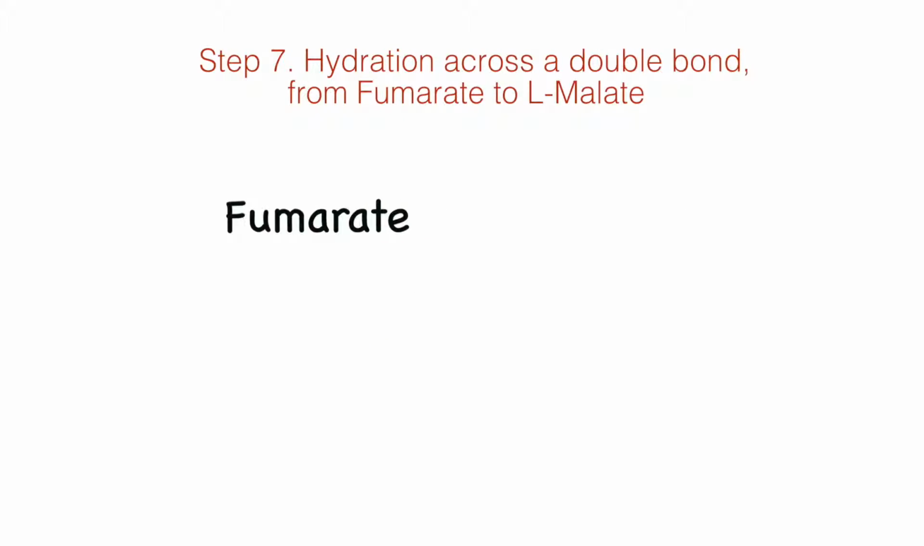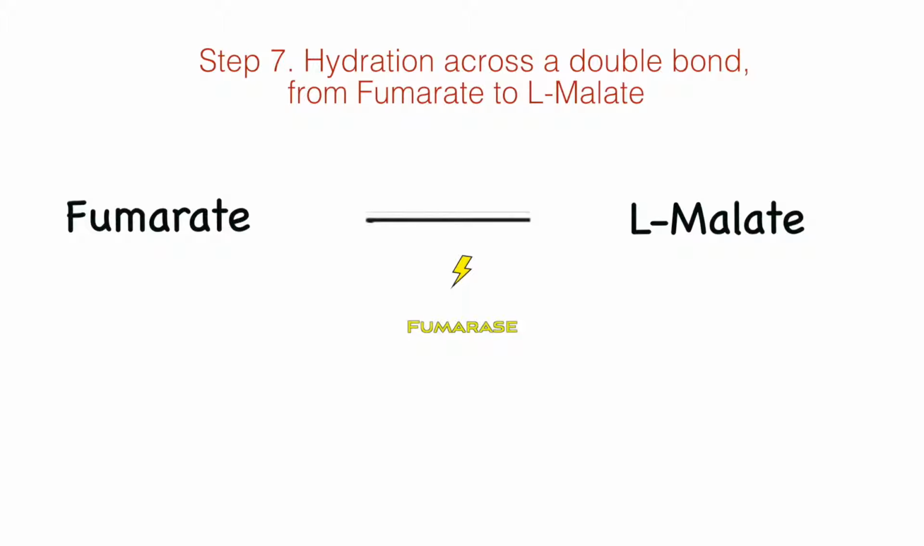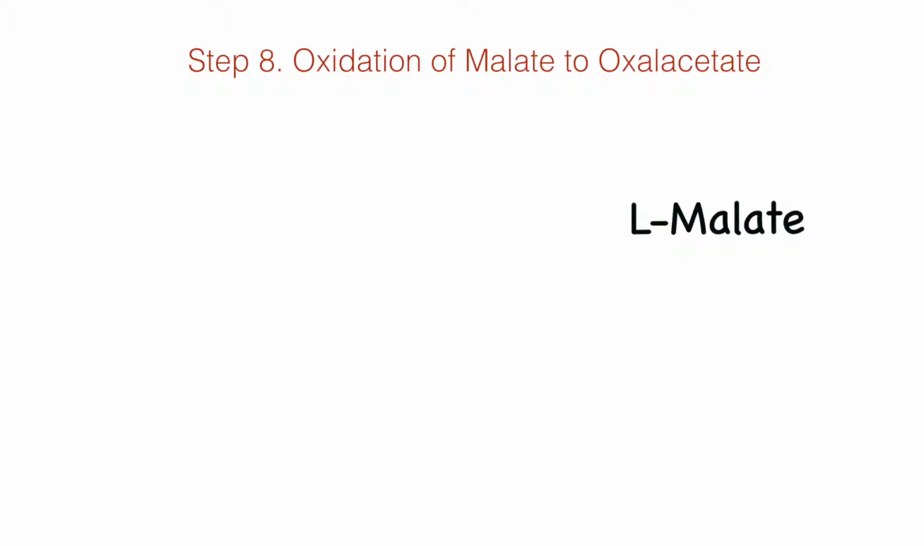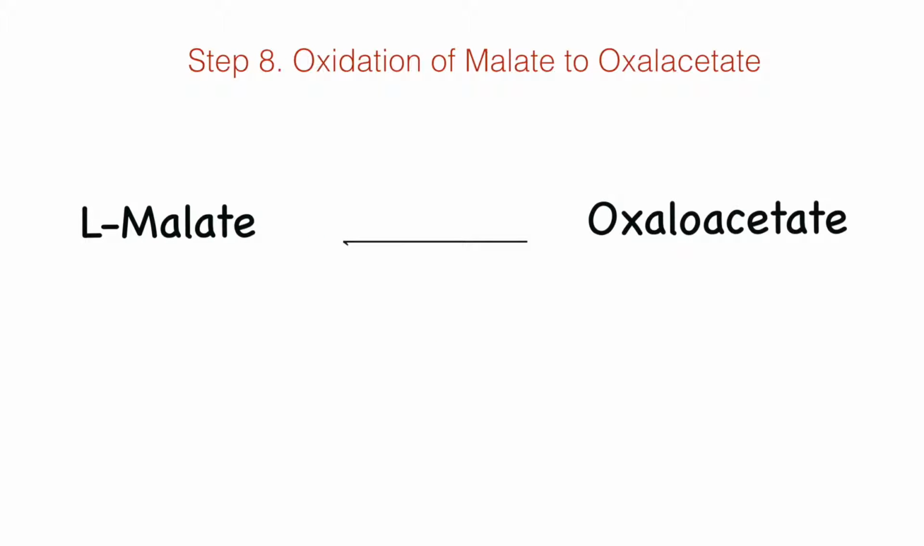Fumarate is then converted into malate by the enzyme fumarase through hydration across a double bond. In the last step, malate is converted to oxaloacetate with malate dehydrogenase. And as we have seen previously in the cycle, when you see the word dehydrogenase, an oxidation-reduction coupling is going to happen. NAD+ is reduced, and our final NADH is produced.